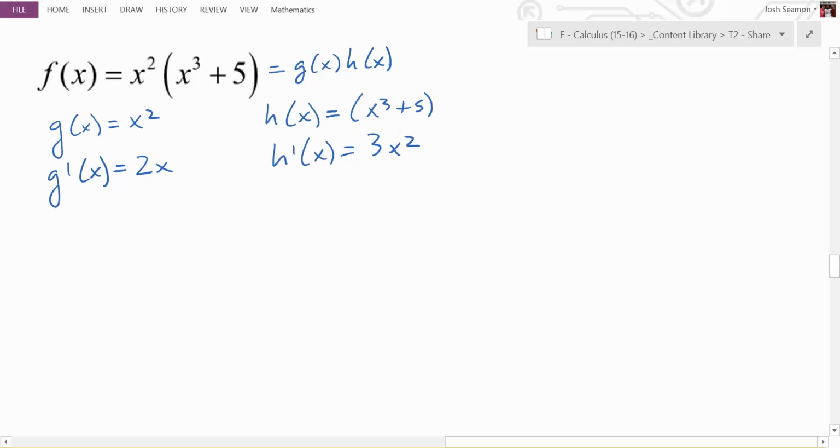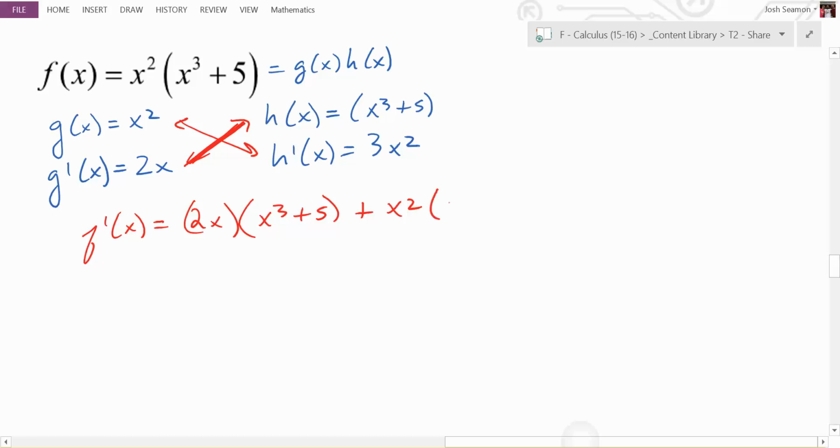derivative of one times the other. You do all the pairs. What are the two pairs here? There's the pair and there's the pair. So you do the derivative of the first. So f prime of x is going to equal 2x times what? So it's this pair I'm looking at right here. So 2x times x cubed plus 5, plus the first, x squared, times what?